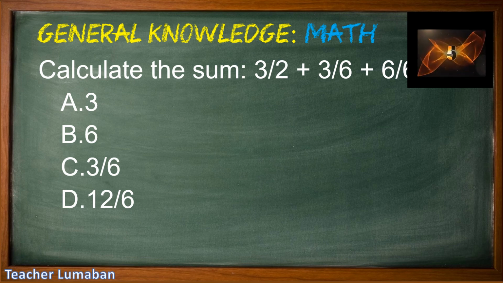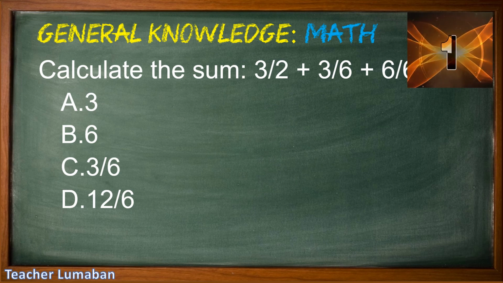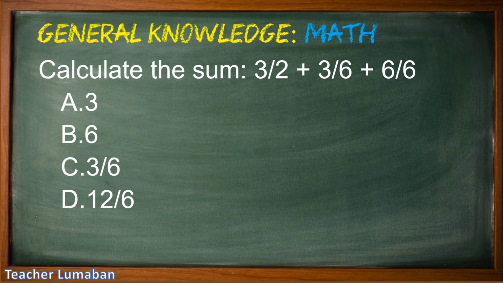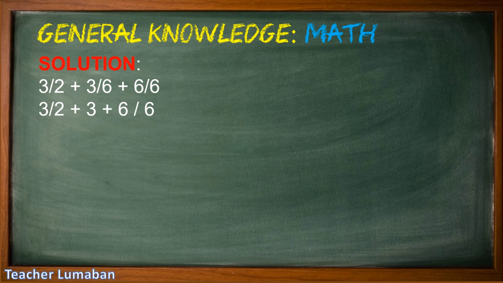5, 4, 3, 2, 1. The suitable answer is letter A 3. Solution. 3/2 plus 3/6 plus 6/6. Write all numerators above the common denominator. 3/2 plus 3 plus 6/6. Add the numbers. 3/2 plus 9/6.